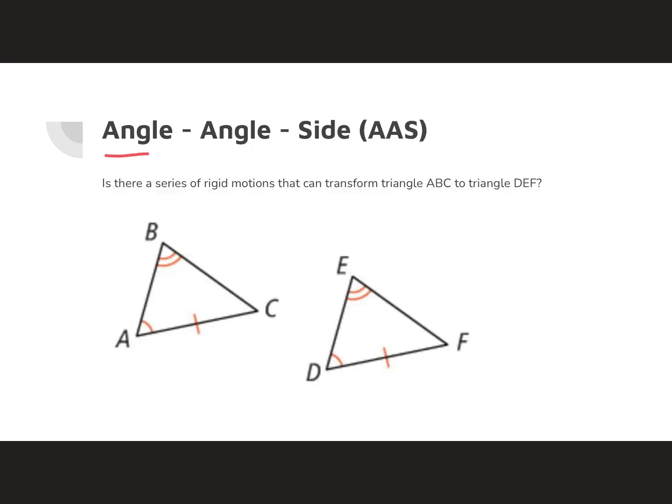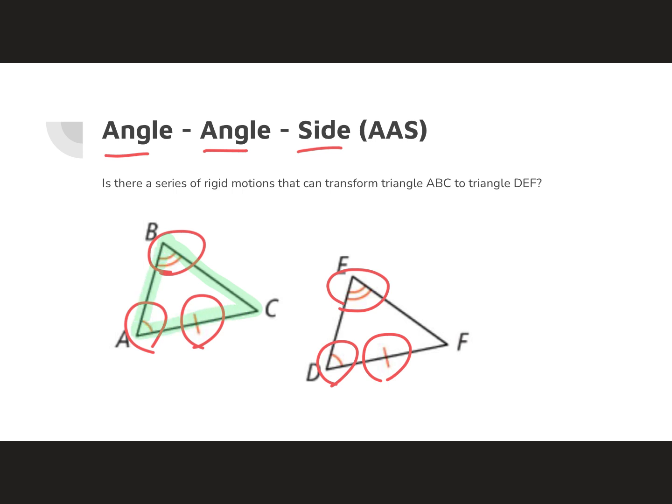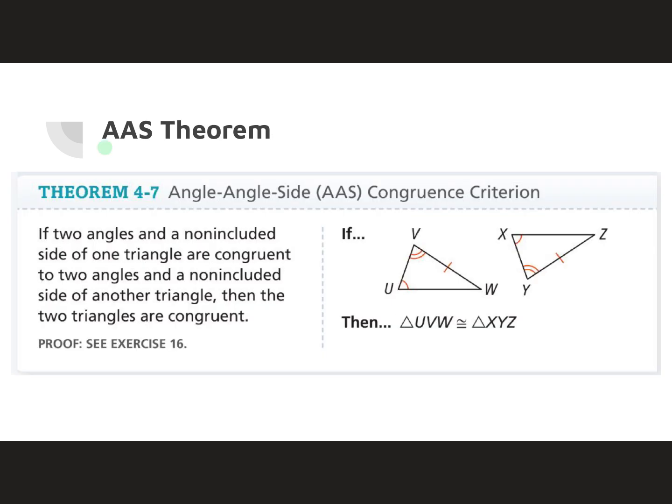So now let's look at angle, angle, side. In this case, I have two angles the same and one side that is not included that is the same. So angle, angle, side. Again, you can see I could take this triangle and just translate it over to put it on top of the other one. These are the exact same triangle. So the angle, angle, side theorem says if two angles and the non-included side of one triangle are congruent to two angles and the non-included side of the other triangle, then they are congruent.